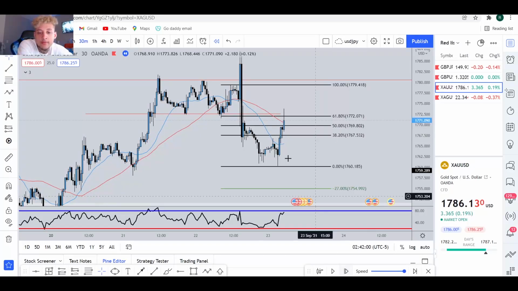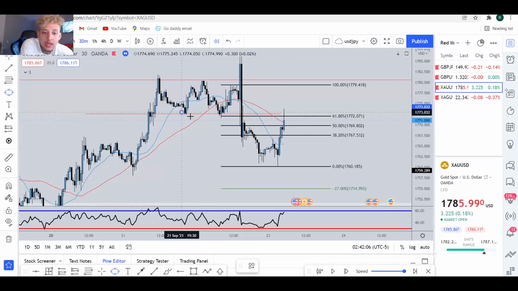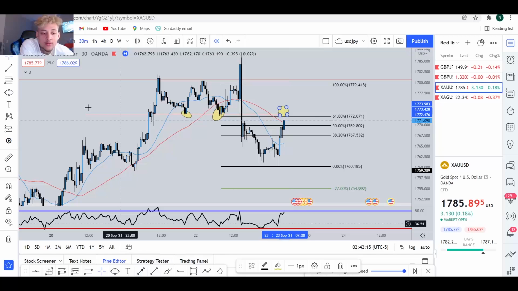No signal. Very weak. Now, notice how price came up to the 618, and notice where it ended. It ended at our previous level of support. And look what it did. Support held as resistance.